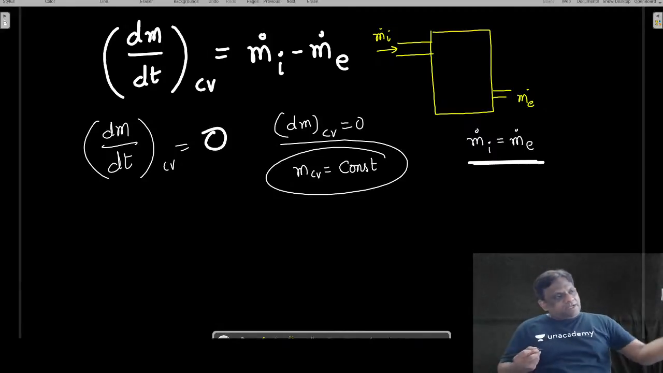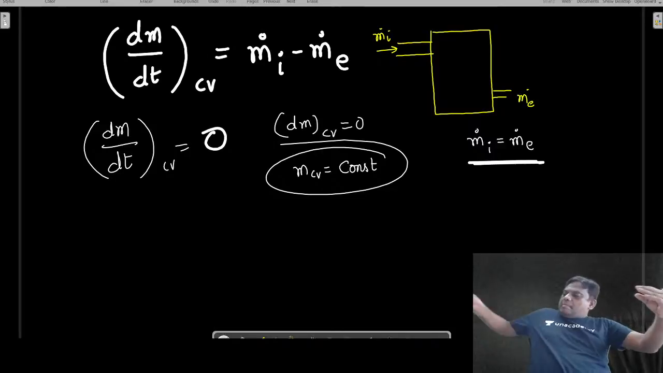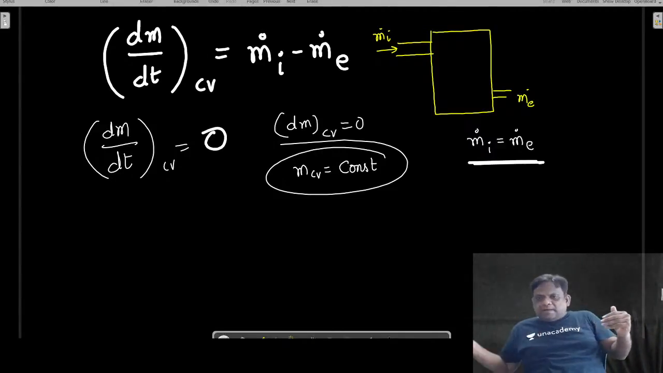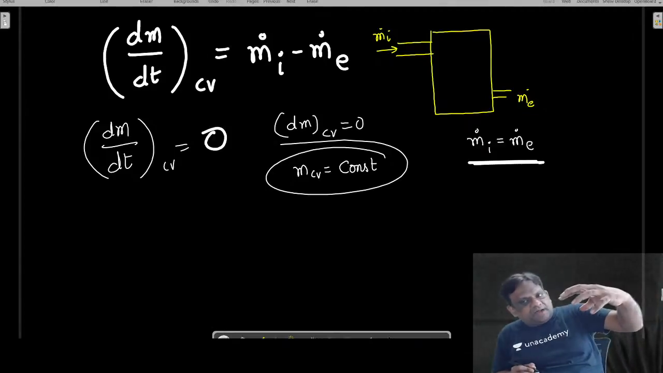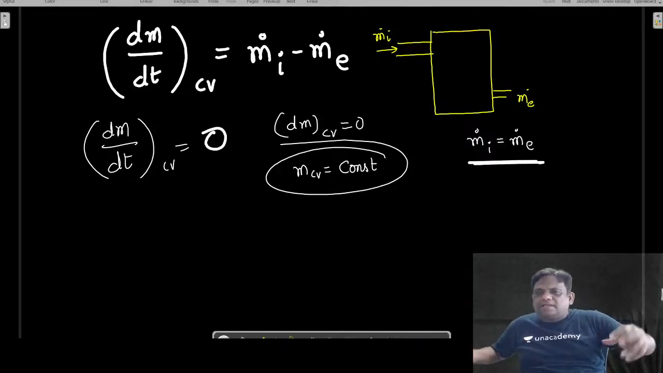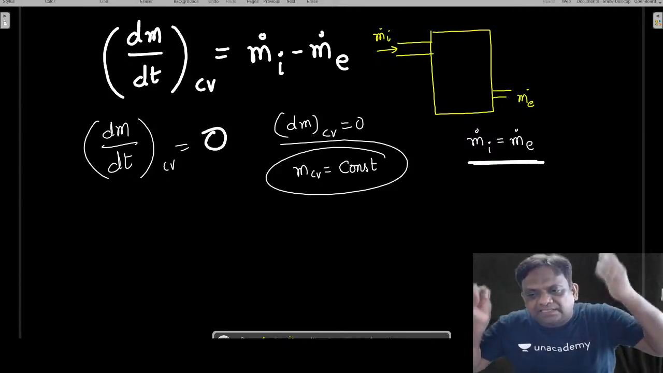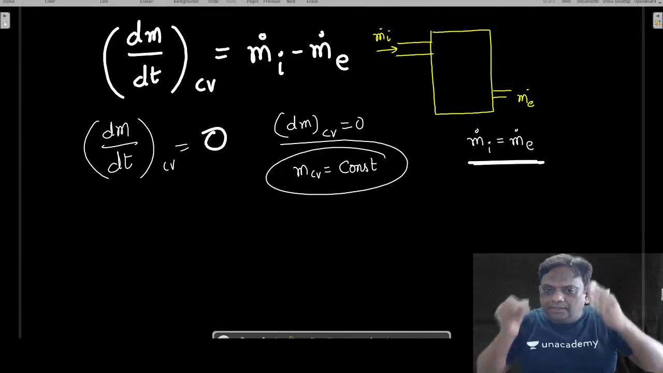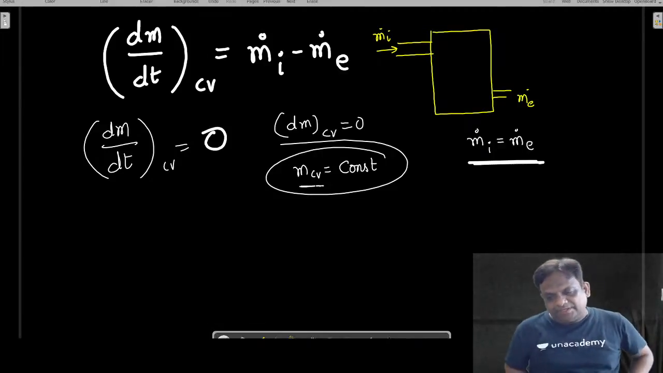Very simple. Whatever the mass is entering, the same mass is leaving. जो mass अंदर आ रहा है, जो mass बाहर जा रहा है, if 270 kg per hour is entering, 270 kg per hour is leaving. So when entering mass and leaving mass are the same, what will be the mass in the control volume? Yes, Rohit is very good. So the mass in the control volume is the same.